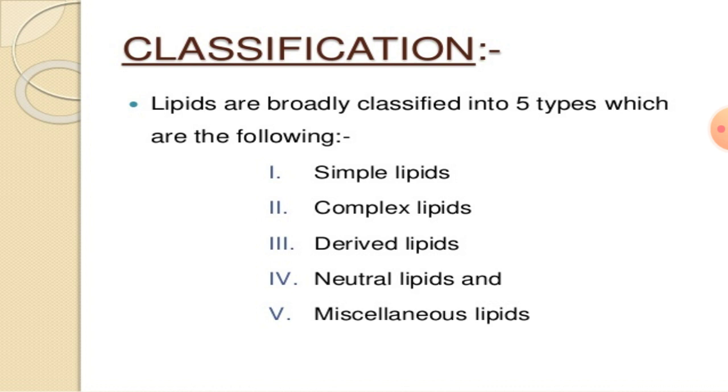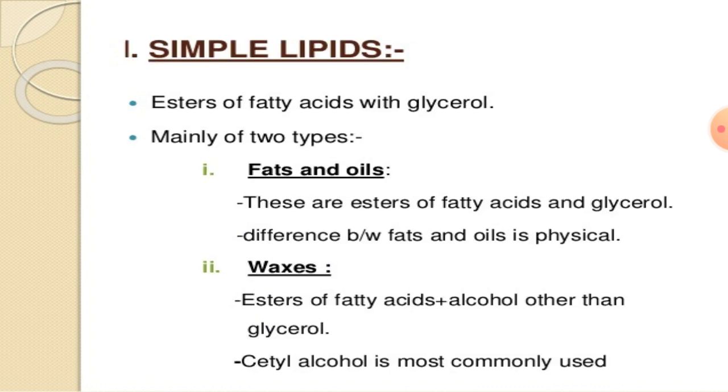Then the classification of lipids. Lipids are broadly classified into five types: simple lipids, complex lipids, derived lipids, neutral lipids, and miscellaneous lipids. Simple lipids are esters of fatty acids with glycerol, and they are mainly of two types. Simple lipids are also called homolipids.